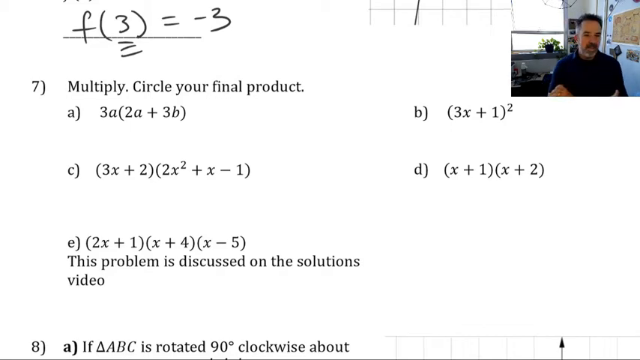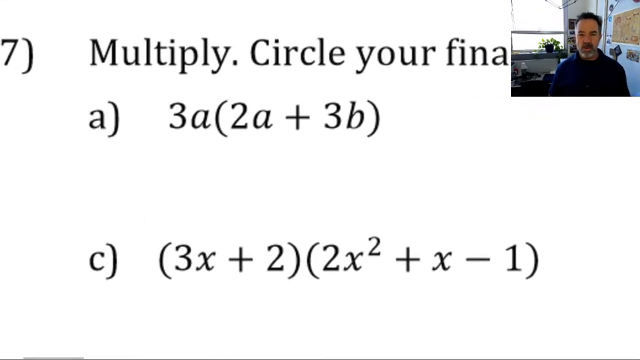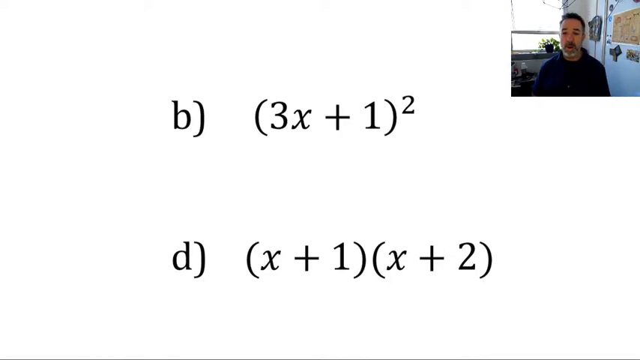So on question 7, we're asked to multiply several different quantities. In the case of part A, there's a monomial 3a that we have to multiply by a binomial 2a plus 3b. In B, I'm asked to square a binomial.